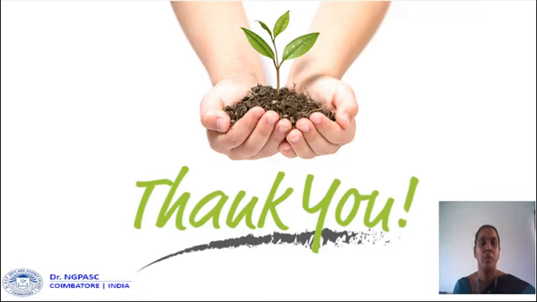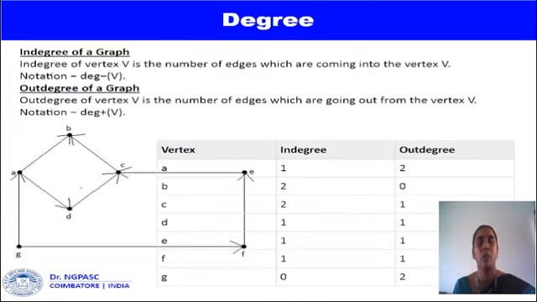So far we have discussed what a graph is, the definition of graph, subgraph, multigraph, connected graph, disconnected graph, complete graph, and the difference between tree and graph, cycle, path, and all. We have discussed these.